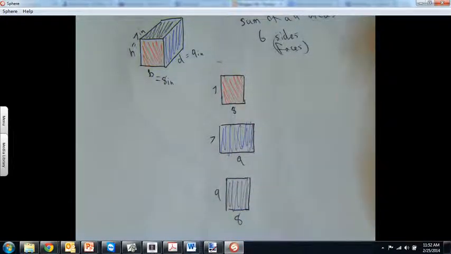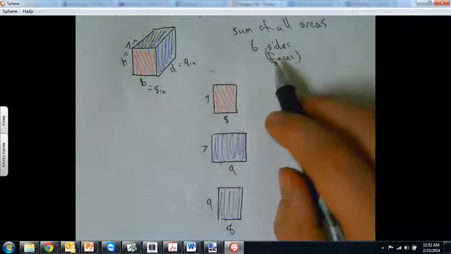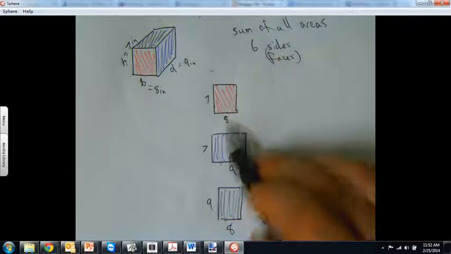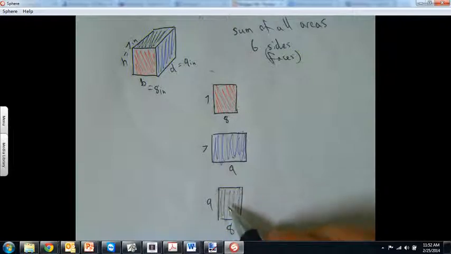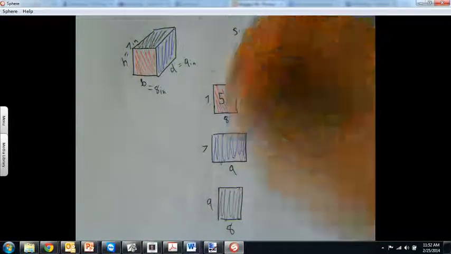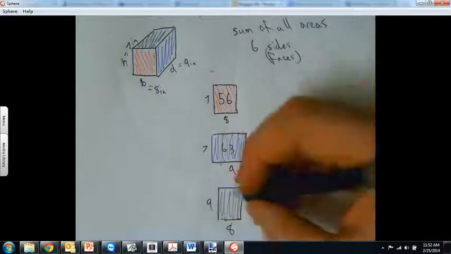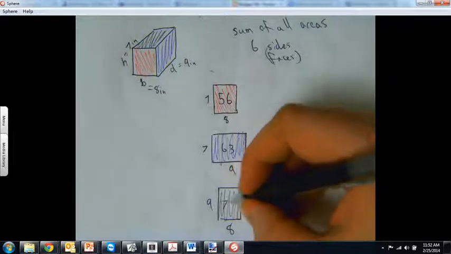Now, we want the sum of all areas of all 6 sides or faces. So that means we multiply to find the area of each rectangle. 7 times 8 is 56. 7 times 9 is 63. 9 times 8 is 72.